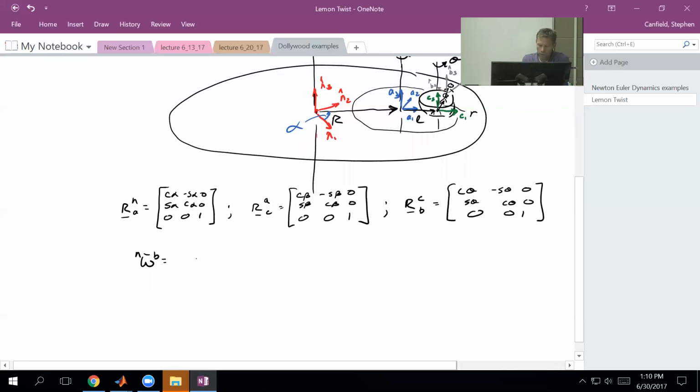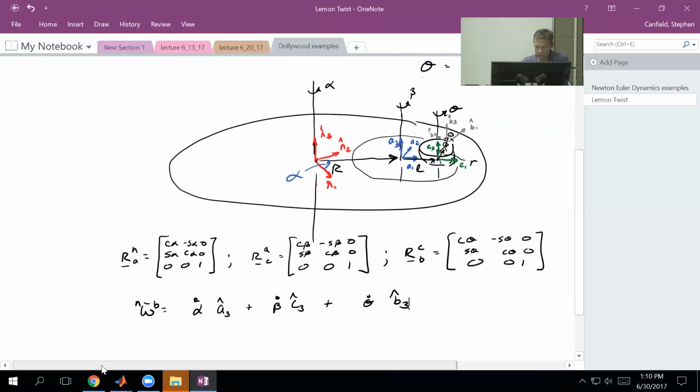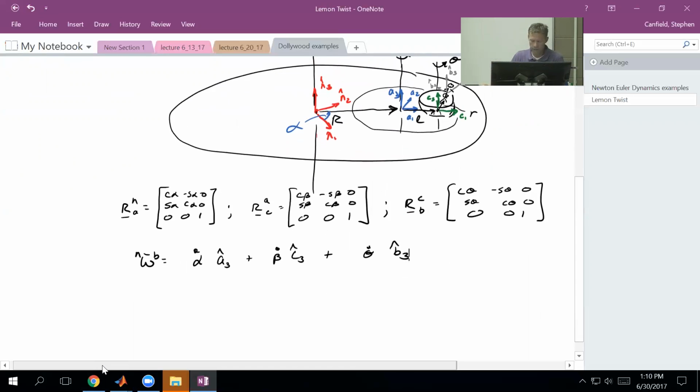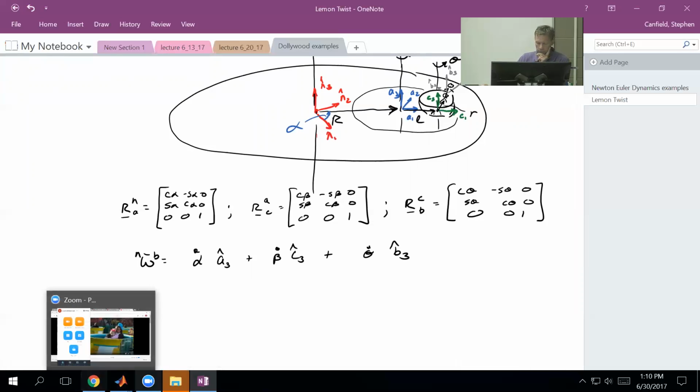That's going to be first an alpha dot around the A3 plus a beta dot around the C3 plus theta dot around the B3. Now this is kind of a special problem in that it's somewhat simplified. It frankly is planar in this case. We could consider a teacup where the whole plate lifts up, but in this case I didn't show that.